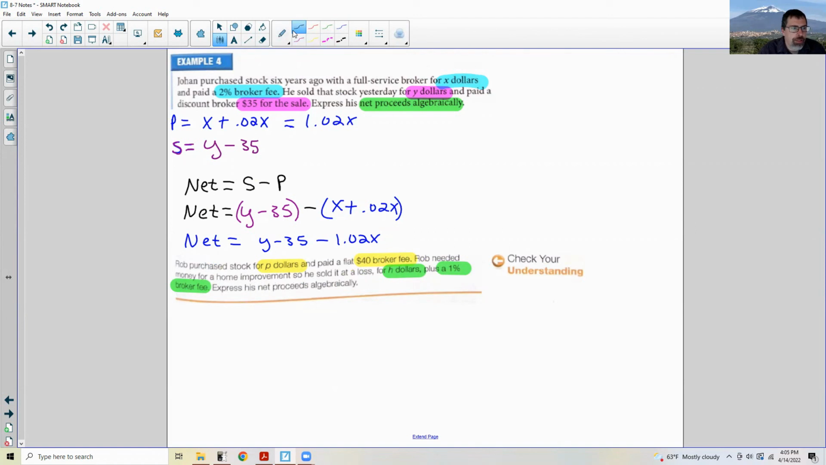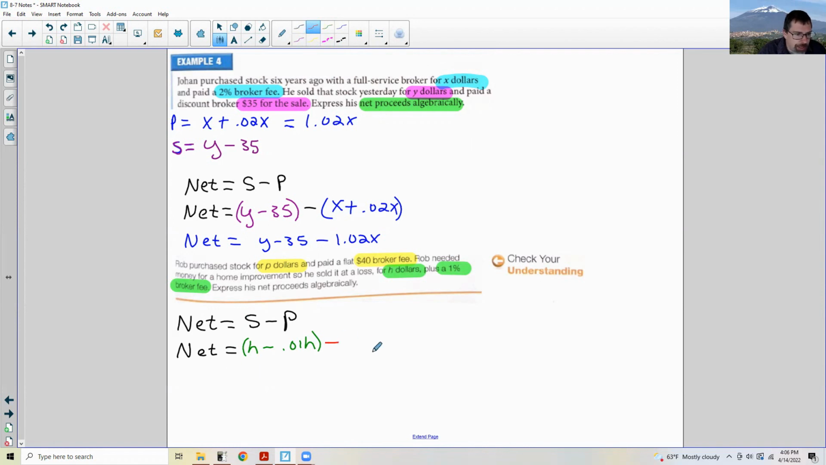And what you do is net proceeds equals what you sold it for minus what you paid for. So the net proceeds is going to equal, so sold is in green. Let me do that in green. He sold it for H dollars minus a 1% broker fee, and that would be 0.01 of H. So it's H minus 0.01H, and I'll put that in parentheses. And I could represent that as just simply 0.99H, but I'll leave it as this for now. And then I can't write in yellow, you won't be able to see it. So I will use red for this.